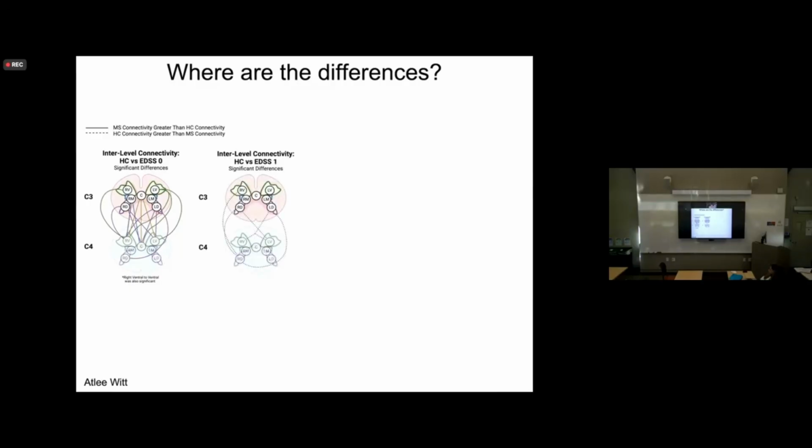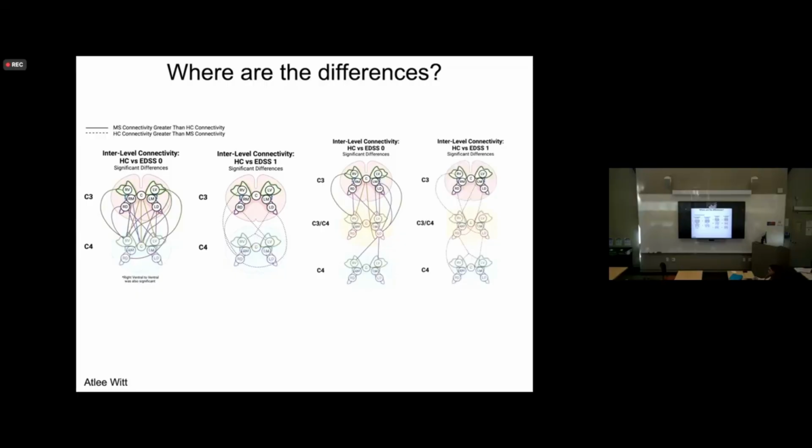And here when we go from EDSS of 0, where the solid lines tend to indicate that MS connectivity is greater than healthy controls. When we look at the connectivity for EDSS goes to 1, we see that there aren't any really that are higher than healthy controls now. They tend to be lower. And the same thing can happen when we look across different levels. Again, EDSS 0, EDSS 1, there's a change there.